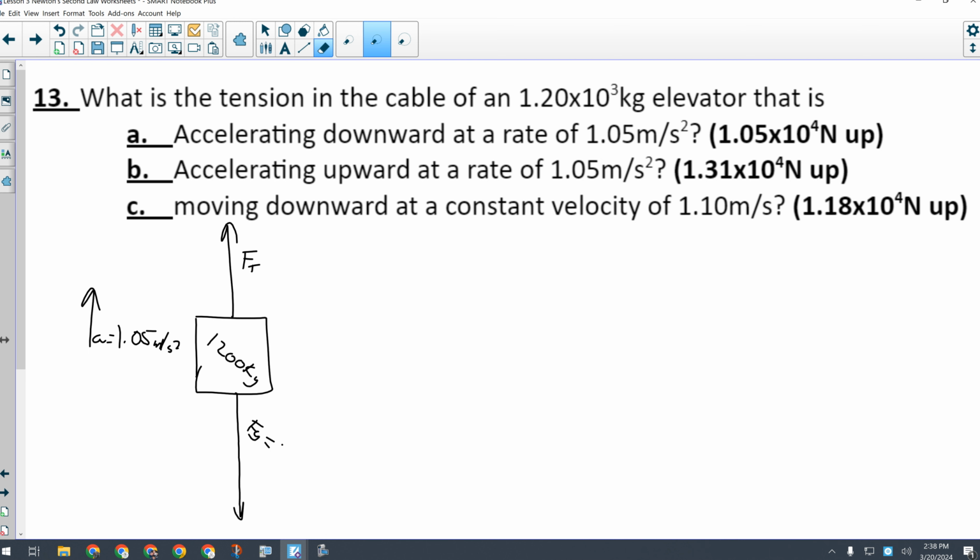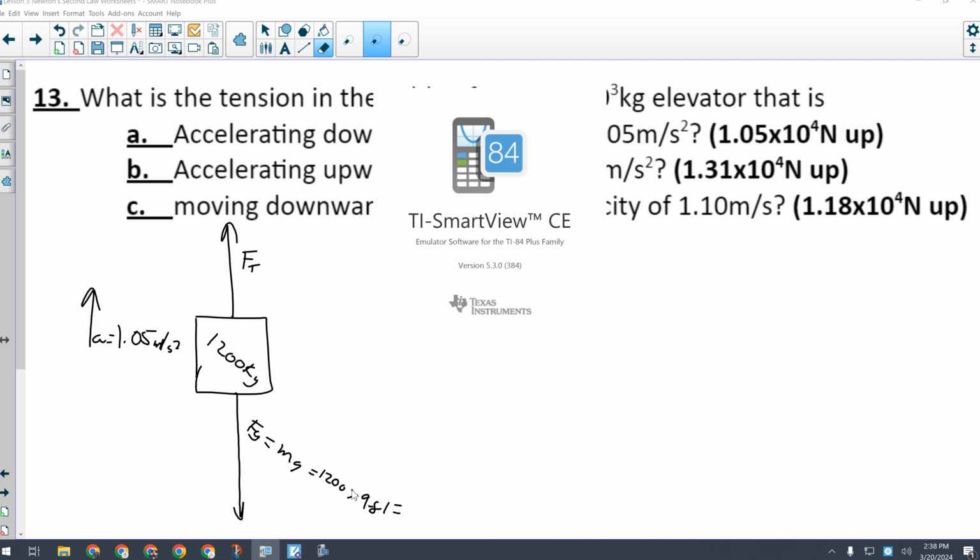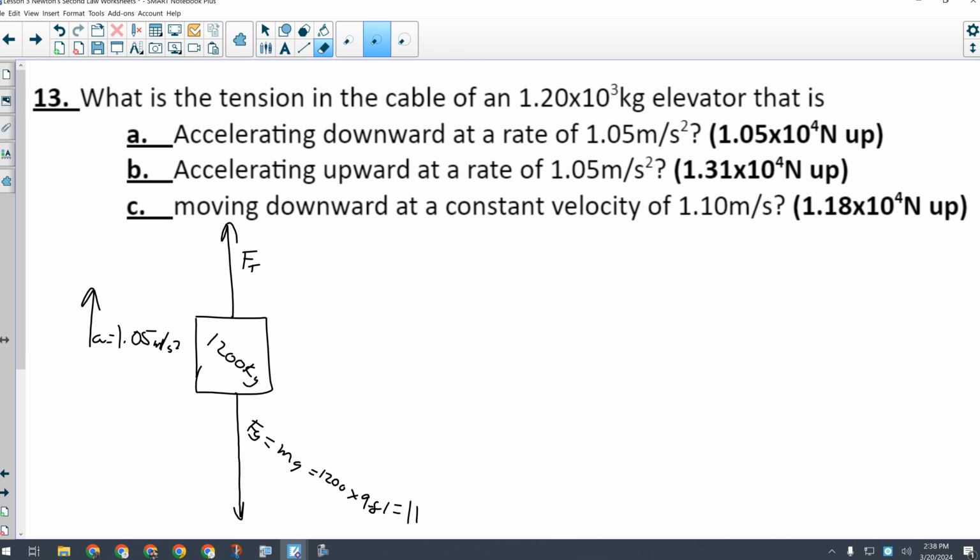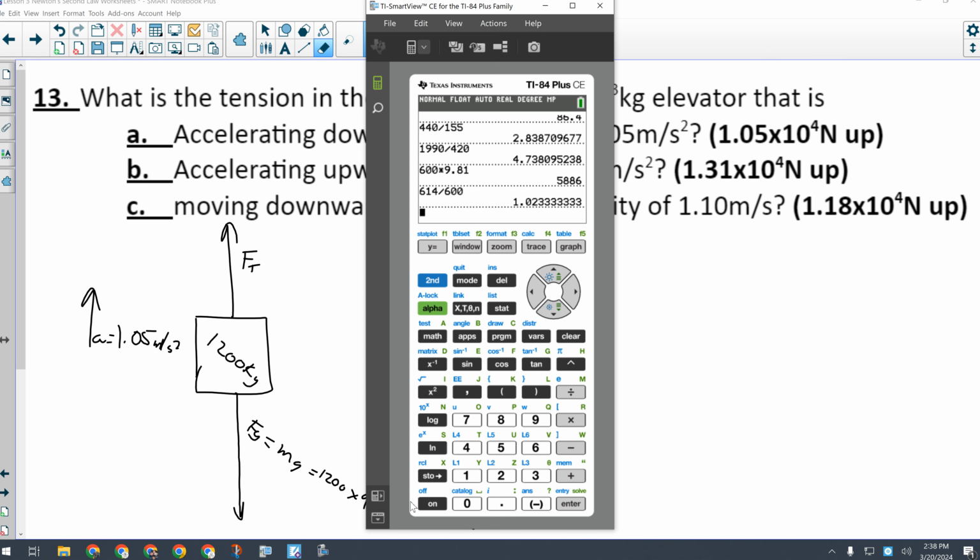So I'm going to go m times g, which is 1,200 times 9.81, which I believe is going to be 11,772 newtons. Now I know how much force is acting downwards.